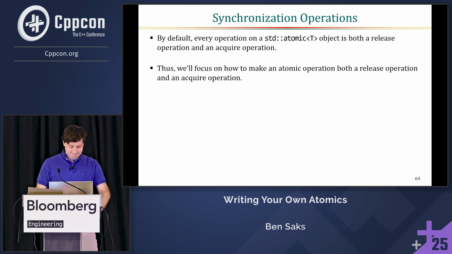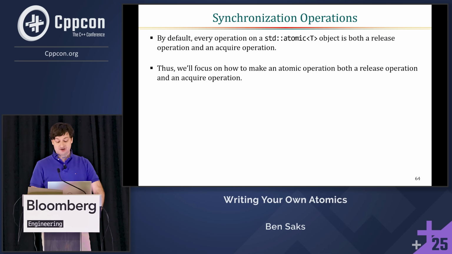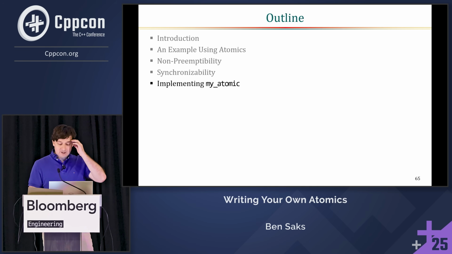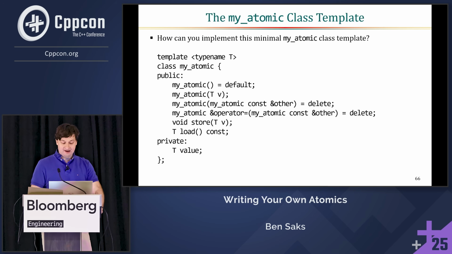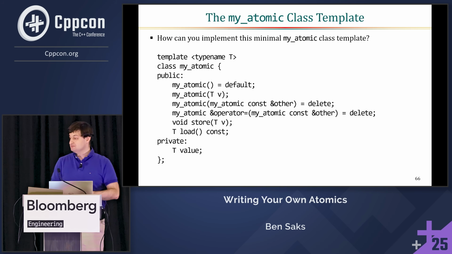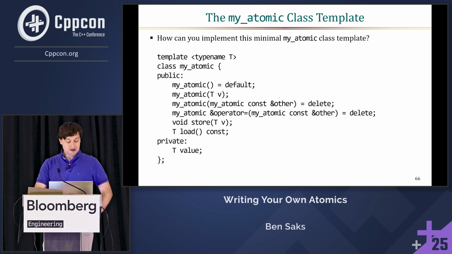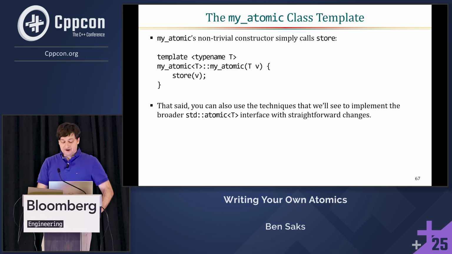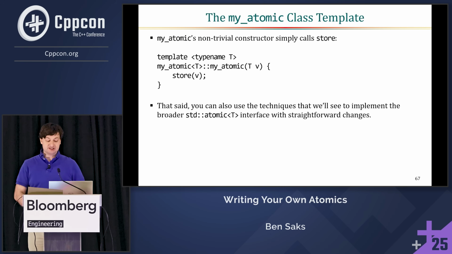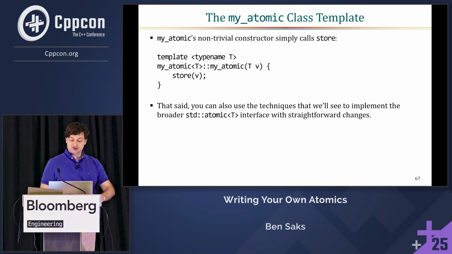And then if there's time, I don't actually have slides on making them just release operations, but I can talk a little bit about that if there's time at the end. Okay, so how do we actually go ahead and implement this myatomic class template so that it has these properties? The constructor just goes ahead and calls the store function. So really, it's just the load and store functions that we need to focus on here.